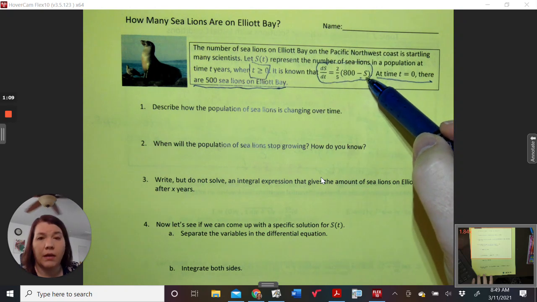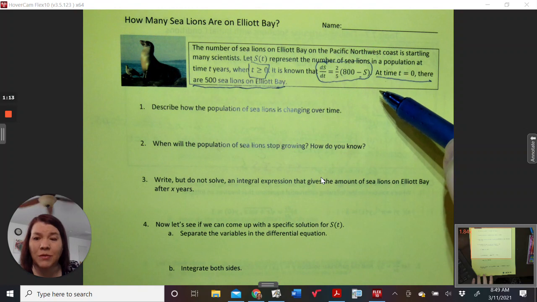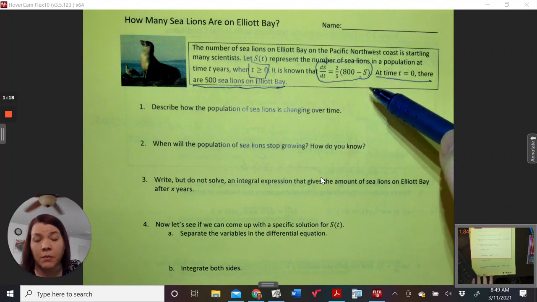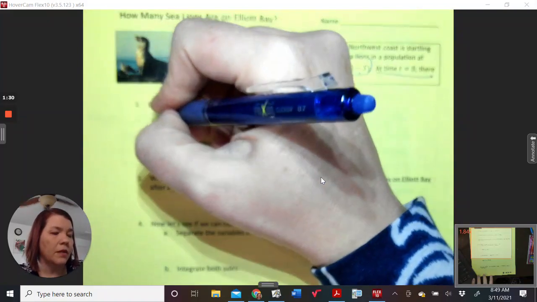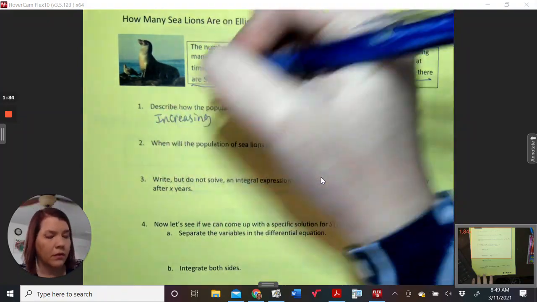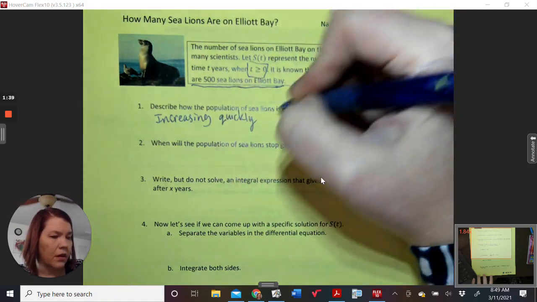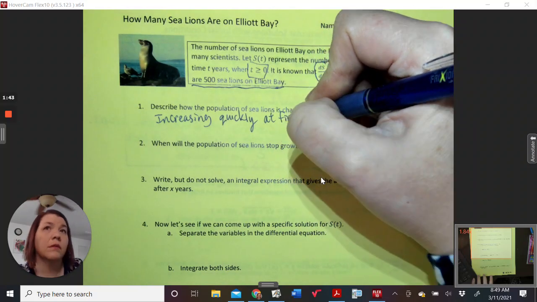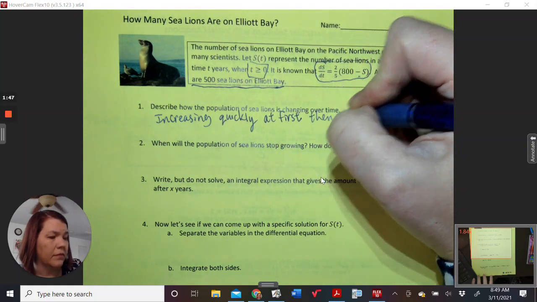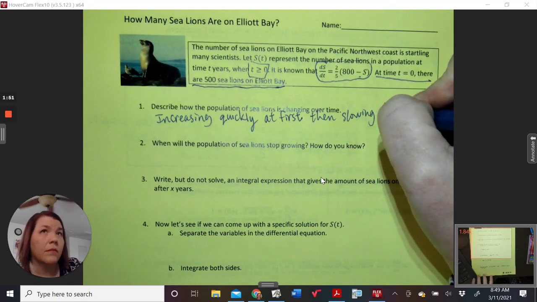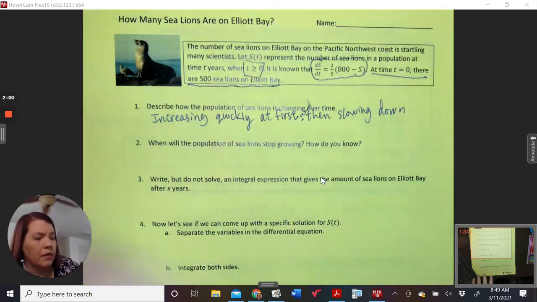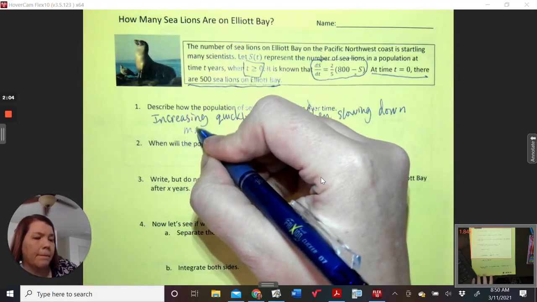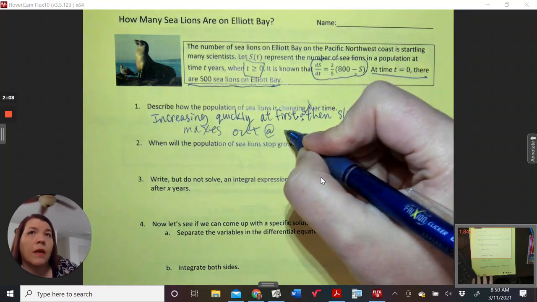So what do you think? Now, just generally speaking, what happens with populations? Sometimes they start slow, sometimes they start fast, but eventually in the middle they get fast and then they have to taper off because the climate can't support so many of them. There are lots of different reasons, but eventually it tapers off. So, increasing quickly at first. Then slowing down. And then slowing down, and it maxes out at 800.